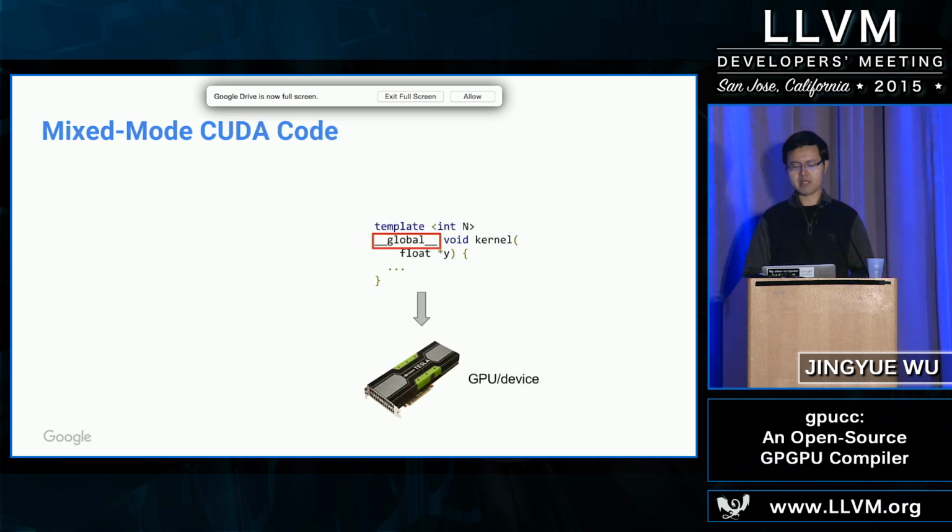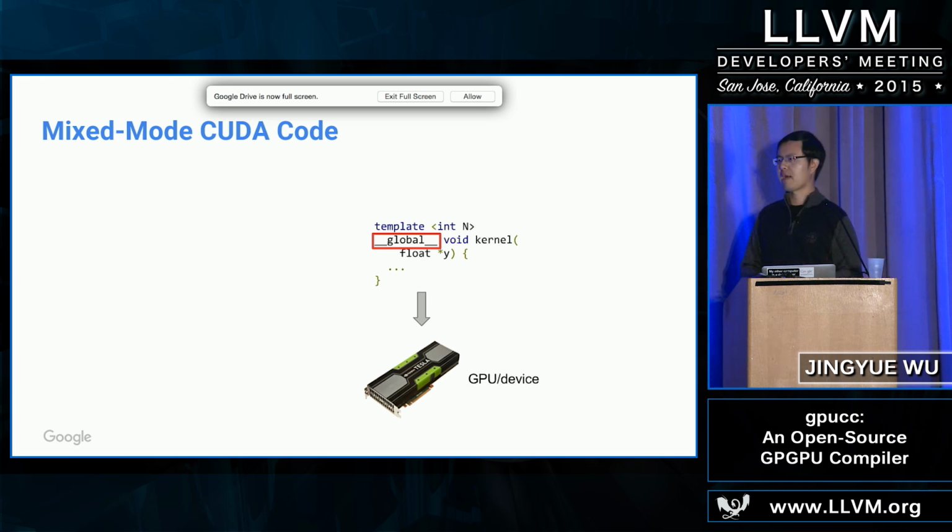Before I dive into the architecture, I want to give you a taste of what CUDA looks like for those of you who are not familiar with CUDA. CUDA is a language and a platform created by NVIDIA for you to program GPUs. The language itself is quite similar to C++, except for some CUDA-specific syntax and intrinsics, etc.